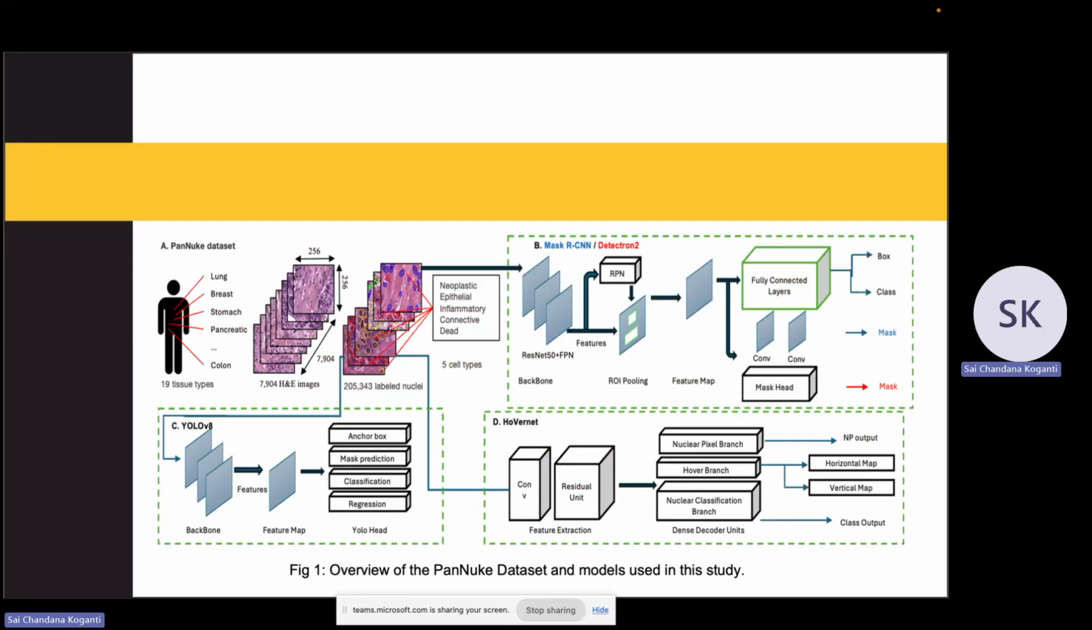So yeah, this is the overview of the PanNuke dataset and models which we have used in this study. The PanNuke dataset has 19 tissue types and 5 cell types. This PanNuke dataset is used with these models: Mask R-CNN, Detectron 2, YOLO V8 and HoverNet.